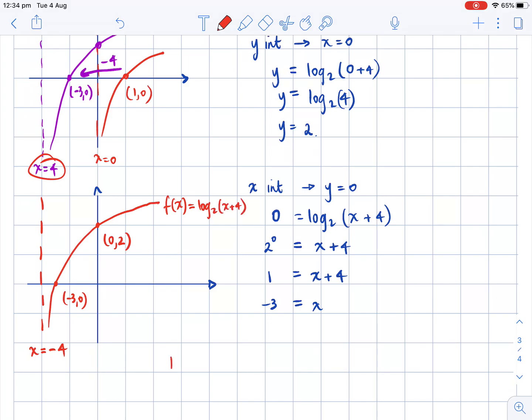And finally, I can say, well, the domain, that's the values that x can be. So that's everything that is bigger than negative 4 up to infinity. My range is everything that y can be, which is R, or negative infinity to infinity. And that's the end of my 3 examples for graphing logarithmic functions.